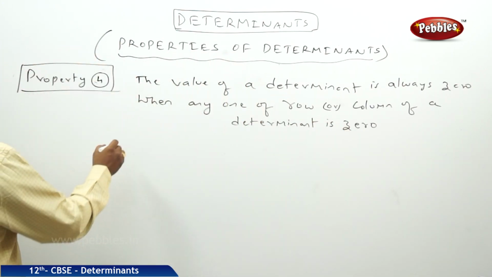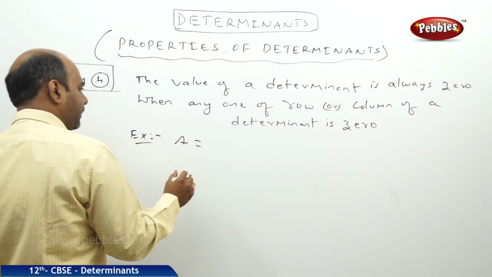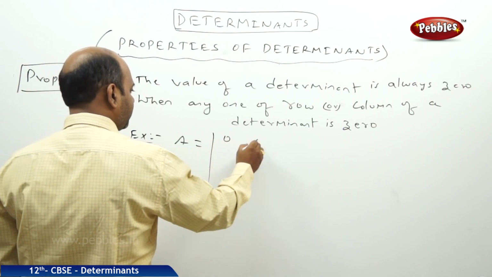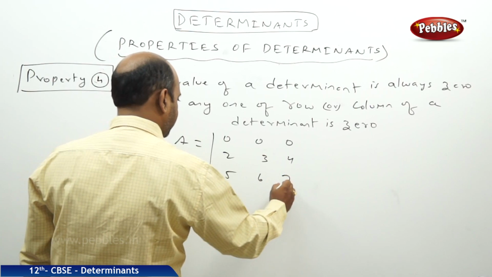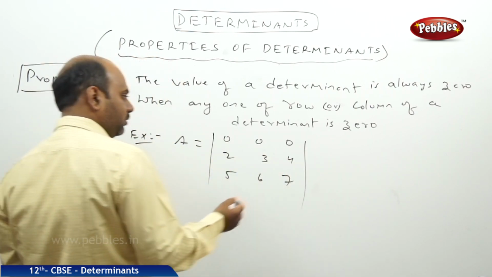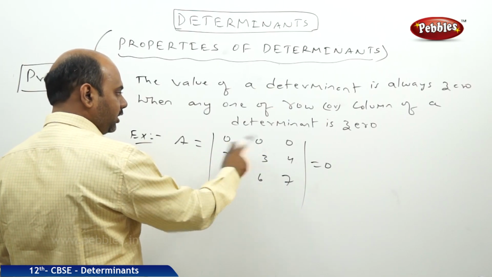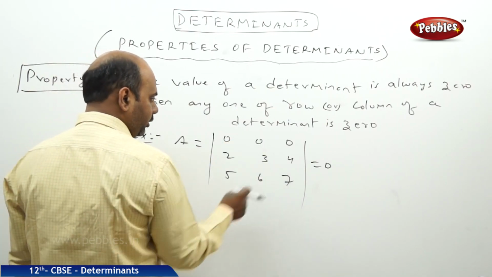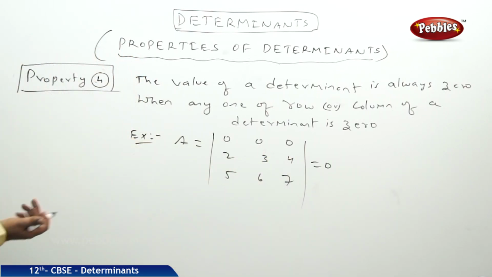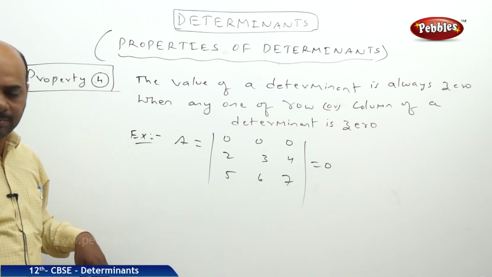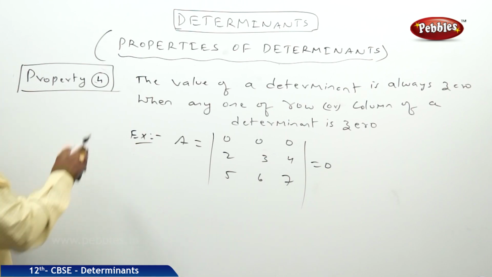For example, if suppose capital A is equal to the determinant with first row 0 0 0, and here 2 3 4 and 5 6 7, I think the value is blindly 0. I can put blindly 0 because if I expand the determinant with respect to the first row, 0 into its minor, minus 0 into its minor, 0 into its minor. So definitely I can tell the value of a determinant is always 0 when any one of the row or column of a determinant is 0.